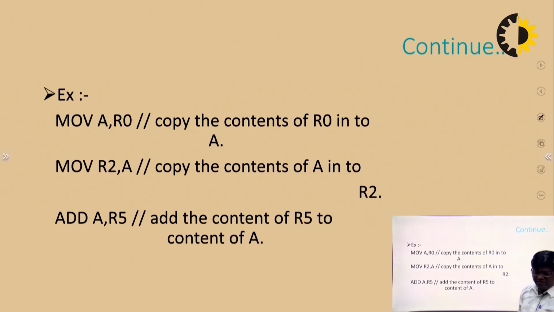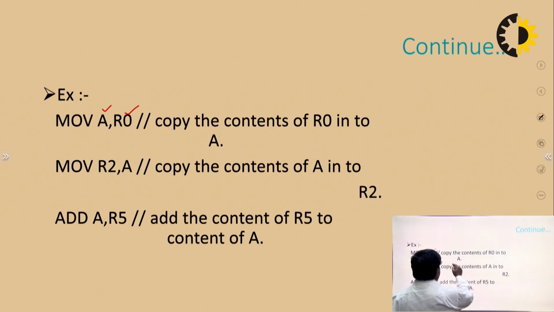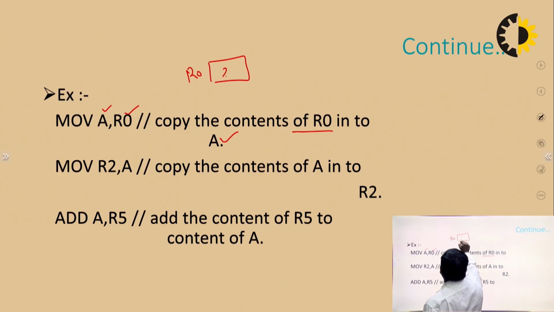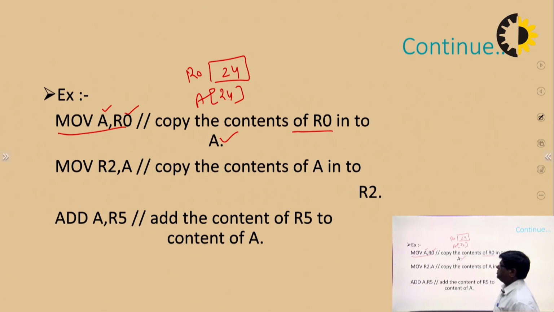Now, for better understanding, these are some examples of the register addressing mode. Here, one is a register, and A is a different type of register. What is the meaning? Copy the content of R0 into A. R0 contains some value, and this value is copied into A. This is the meaning of this instruction.